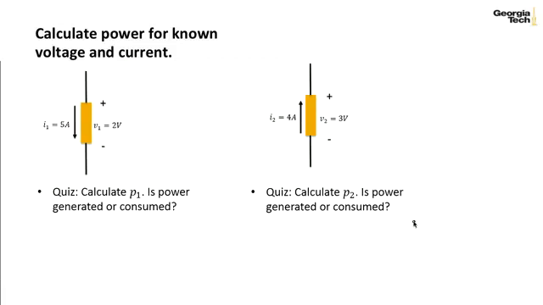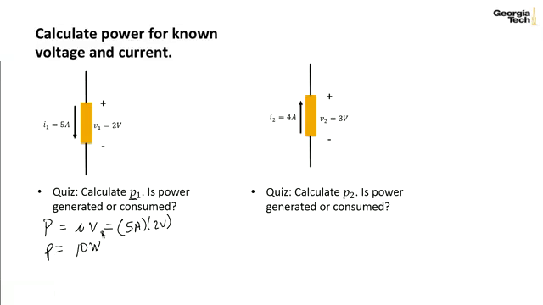So let's take a look at this first circuit. We have 5 amps of current flowing from the plus to the minus and a voltage of 2 volts. We want to calculate P1, and we need to know if power is either generated or consumed. We know that power is the product of the current and the voltage. Now in this case, the current is going downhill from plus to minus. And as a mnemonic device, I always use the sign that I get to first. So a positive 5 amps times 2 volts, or in this case, the power is a positive 10 watts.